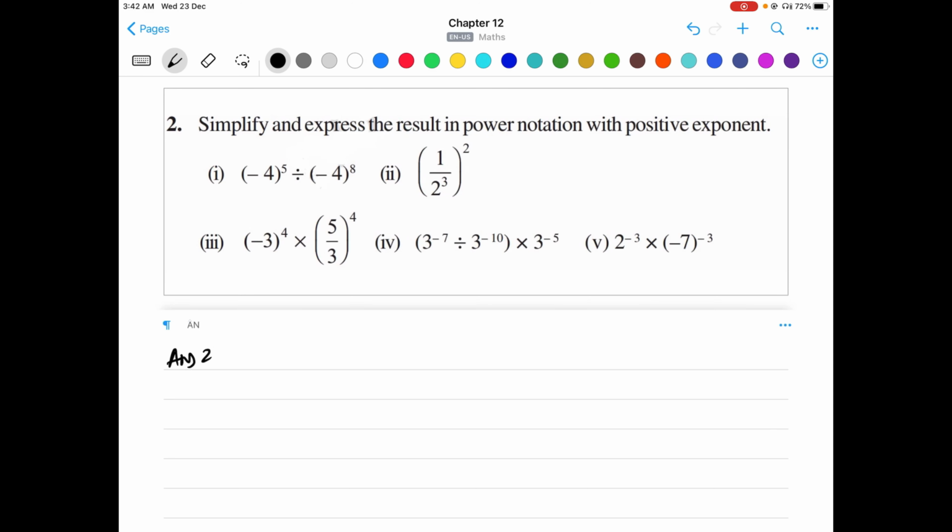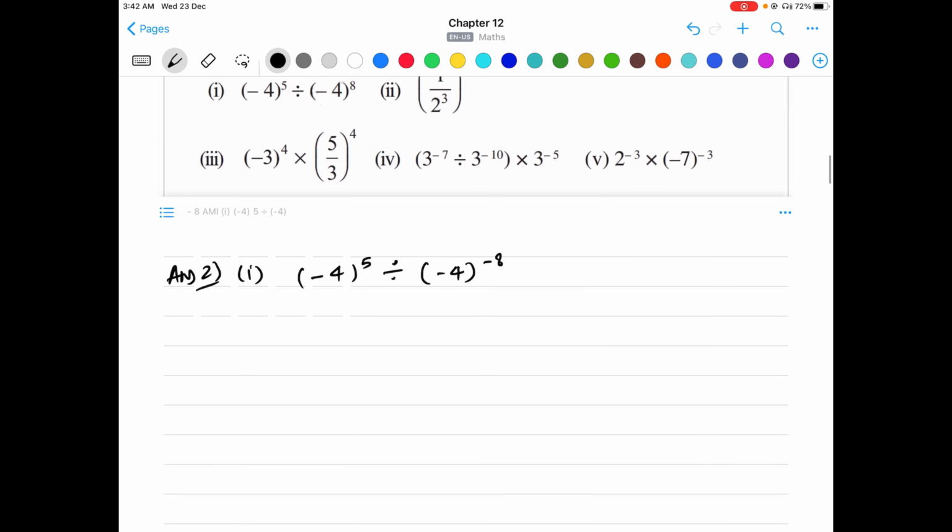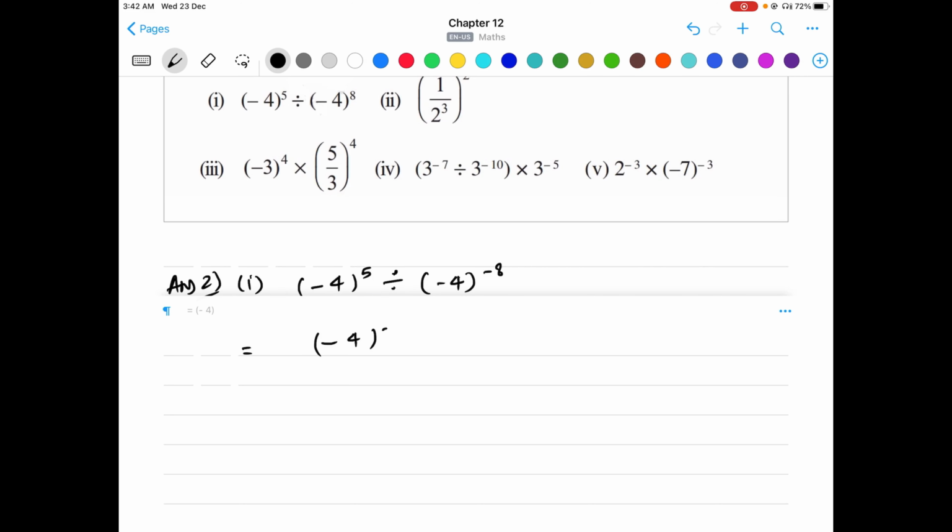Let's solve this first one. We have the question, answer number 2, part 1. We are given a number which is minus 4 power 5 divided by minus 4 power minus 8. As these are given in division, we'll write this first as minus 4 power 5. It's plus 8, not minus 8. As they are in division, we'll write this in the division form. It is minus 4 power 8.